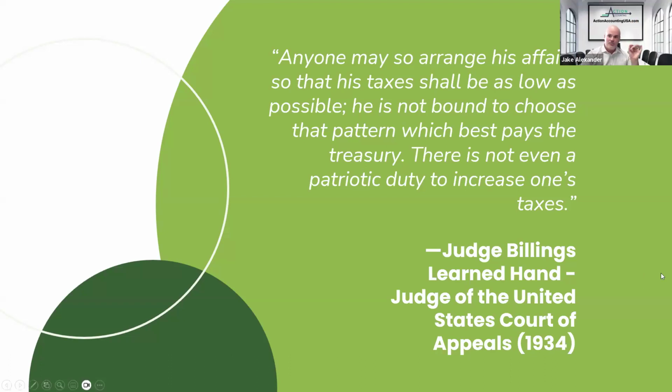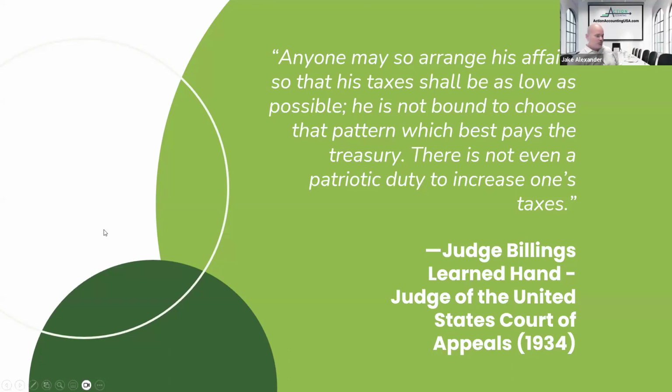He said, "Anyone may so arrange his affairs so that his taxes shall be as low as possible. He's not bound to choose the pattern which best pays the treasury. There's not even a patriotic duty to increase one's taxes." And so to me, it's very interesting. What that means is that it's okay to have a proactive strategy to pay the least amount of money in taxes as possible. There's no patriotic duty to paying more taxes. You don't have to choose the pattern which best suits the treasury. We can choose the pattern that best suits us and our clients as taxpayers. And so I always love to start with that.